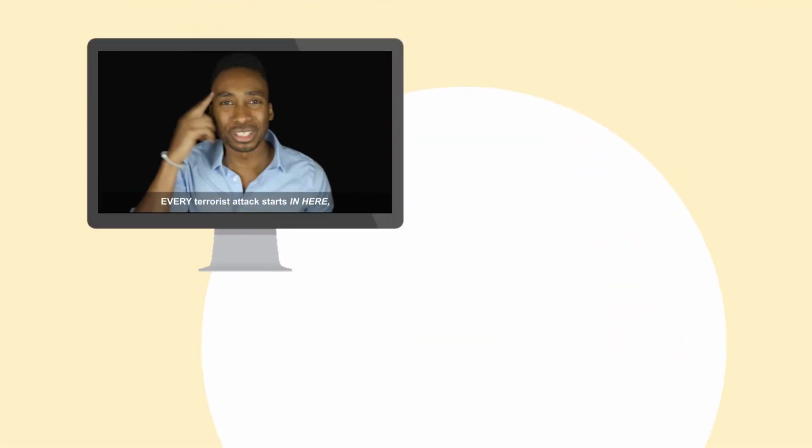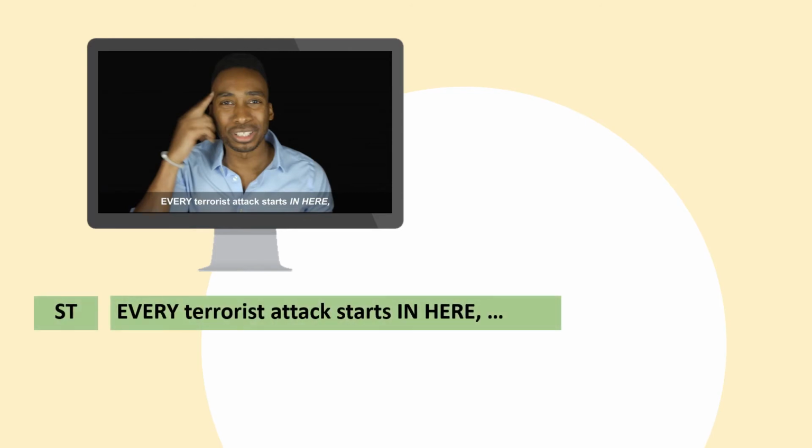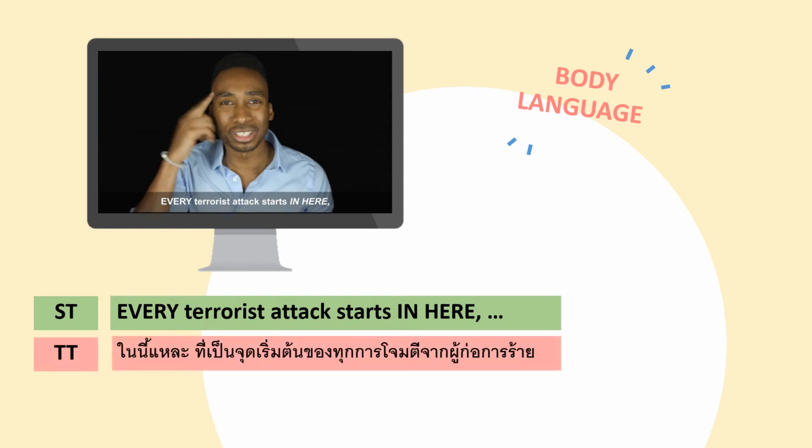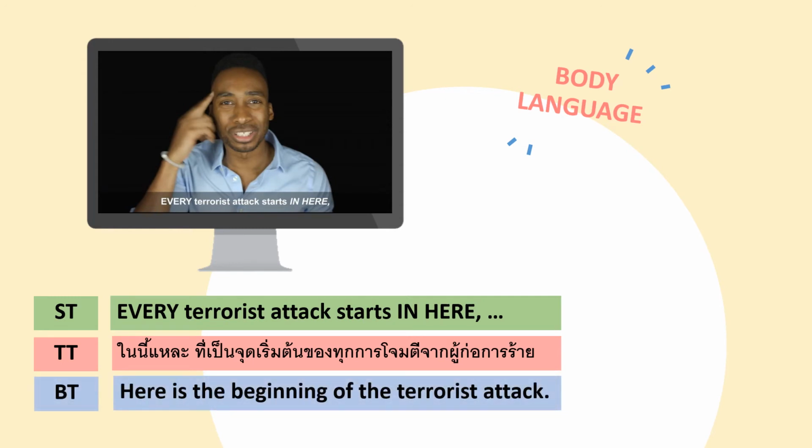In this scene, the speaker is saying that every terrorist attack starts in here, with the use of gesture or body language, which is under the core mode of image. He uses his hand to point at his head from the beginning of the sentence. Therefore, I think this sentence should be translated in Thai as ในนี้แหละที่เป็นจุดเริ่มต้นของทุกการโจมตีของผู้ก่อการร้าย, which can be back translated as here is the beginning of the terrorist attack.